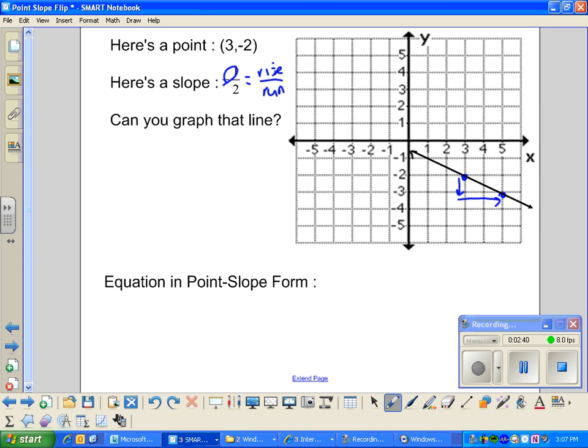Now, let me think. My slope was negative 1/2. So I basically knew that that was going to be a line that went down. So it's looking good. Let's try one more.